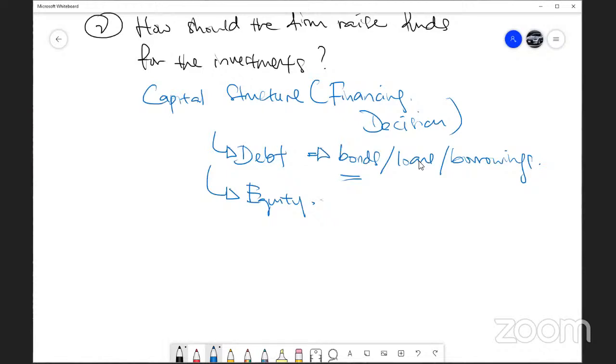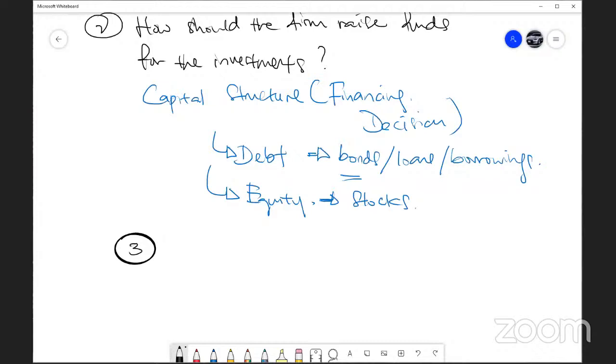Equity is basically stocks. So when a company issues stocks, they are selling off their equities. They are giving up their equities in exchange for new capital investment. All right, I think this is no rocket science to you guys, since this is something that you already went through in your intro to finance.